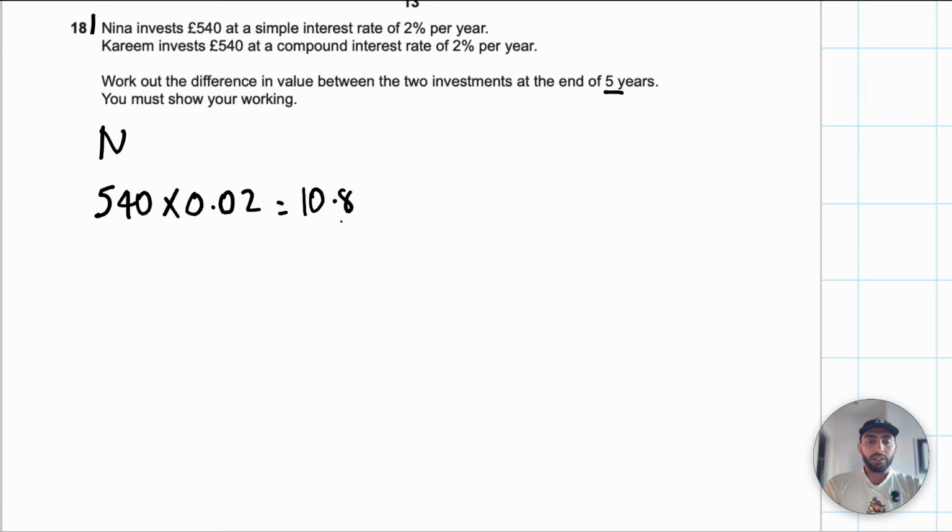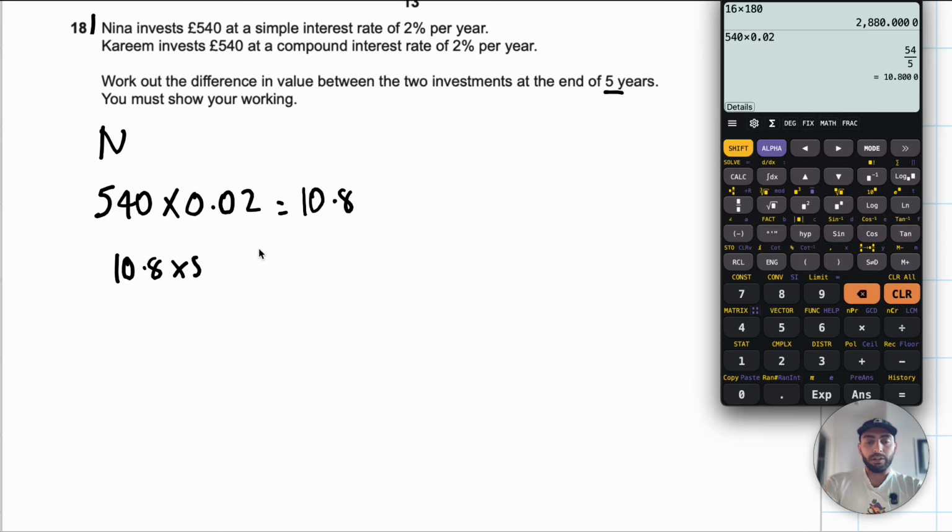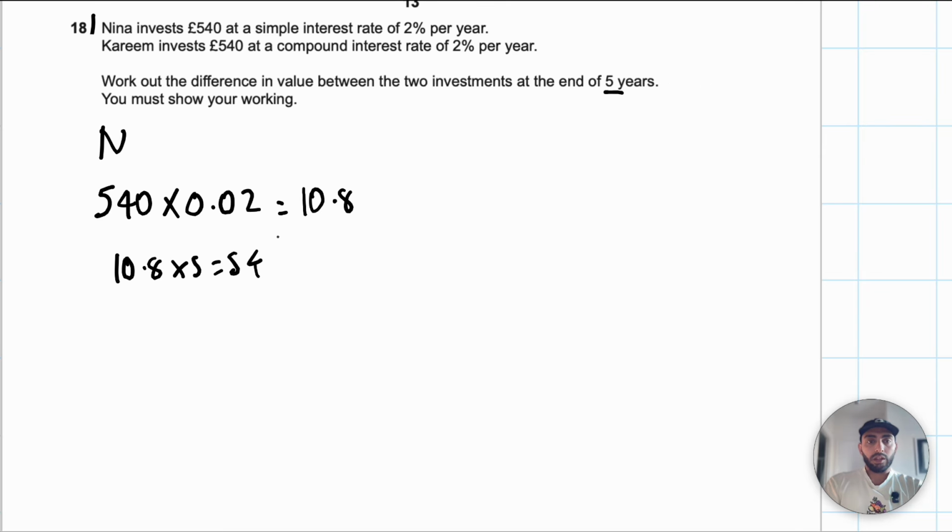And it's for 5 years, so we need to multiply this by 5. £10.80 multiplied by 5, which is 54. So she started off with £540. She's earning £54 in interest. So that will equal £594. That's Nina done. Next, we're going to look at Kareem.